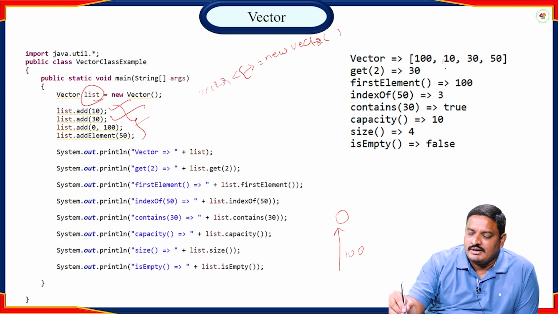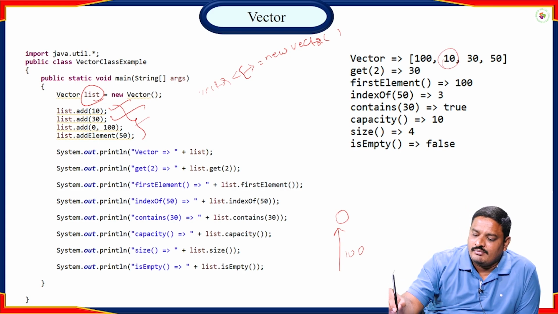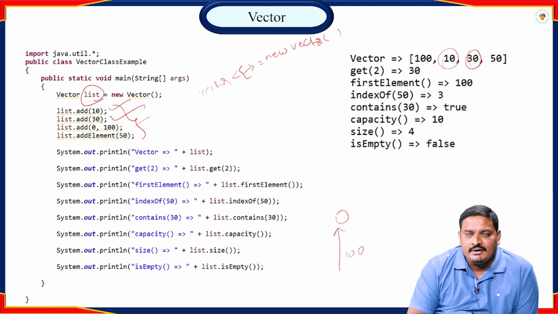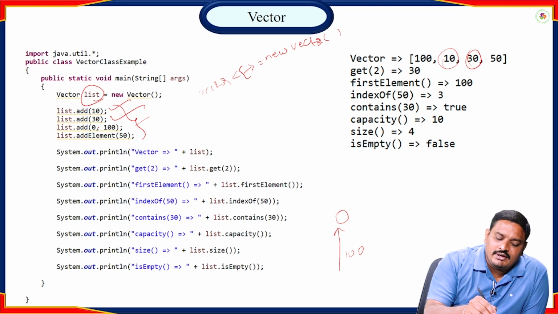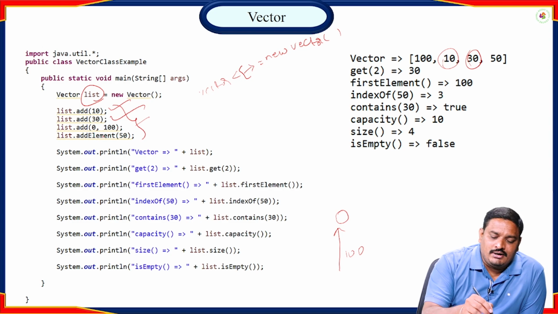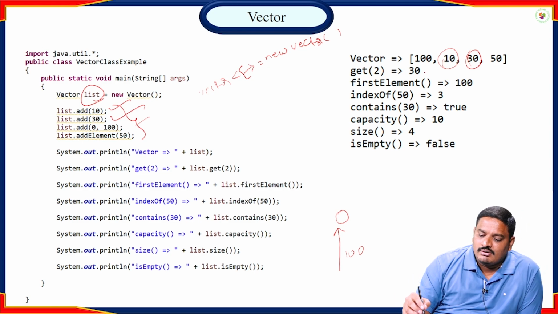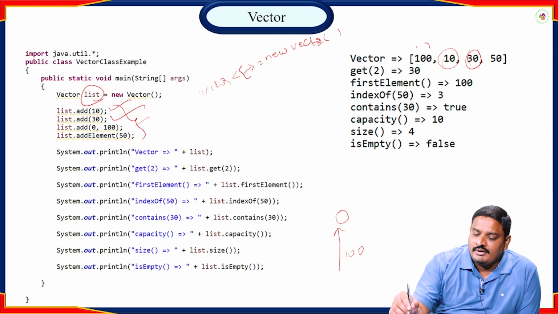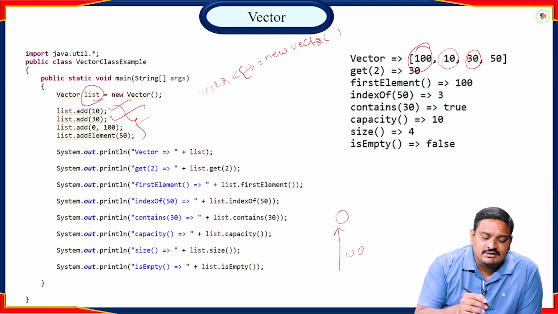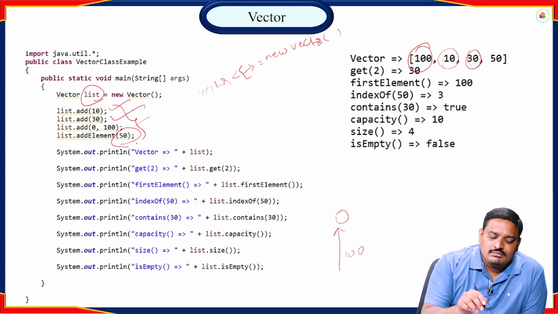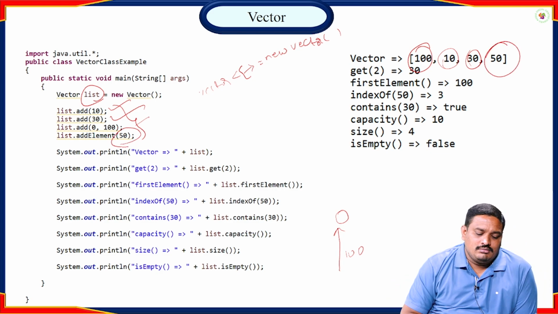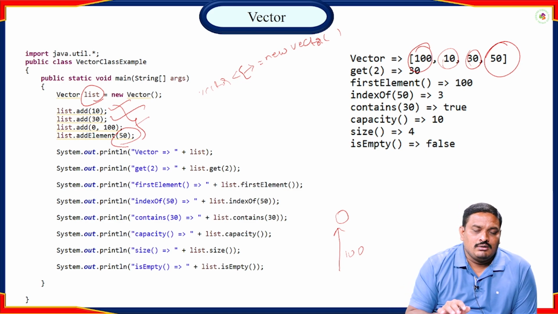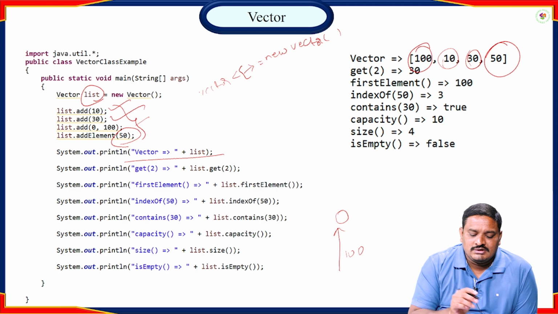First we insert the 10 element, second we insert the 30 element. Now the next one is 0, 100. What does it mean? 0 is the index of the particular element, so this element will be added at index 0. The next element, 50, will be added. The list is 100, 10, 30, 50. Now to display the list, use this.